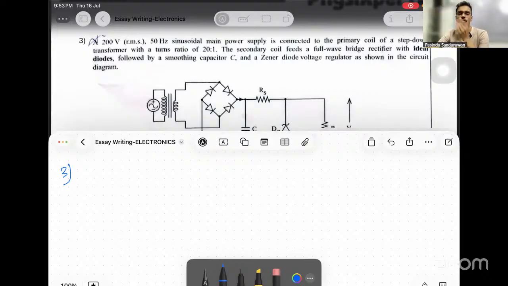Now, to answer this type of question, overall you have to know all the electronics. You have to have a good general idea about electronics. If you know everything, you can easily write it. But if not, sometimes you might get stuck in the middle of the question.